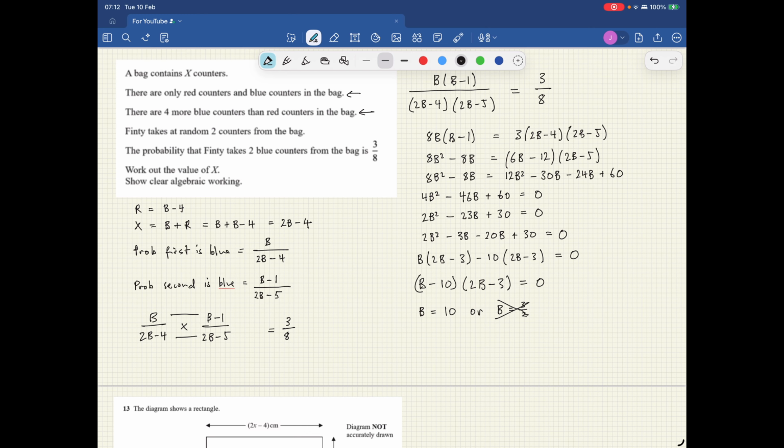and I know going right the way back to here that the total number of counters, x, which is what I'm looking for, is 2b minus 4. So I now just go ahead and do that. So x equals, and I can say 2b minus 4 equals 2 times 10 minus 4, and that's equal to 16.